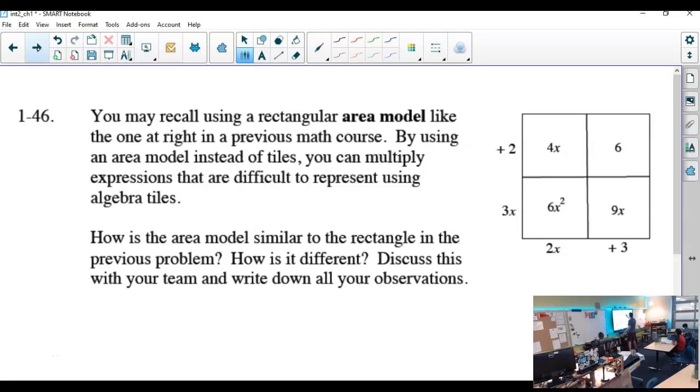Check it. Our firsts, our outside, our inside, our last. This is FOIL, just drawn out so we can see it.